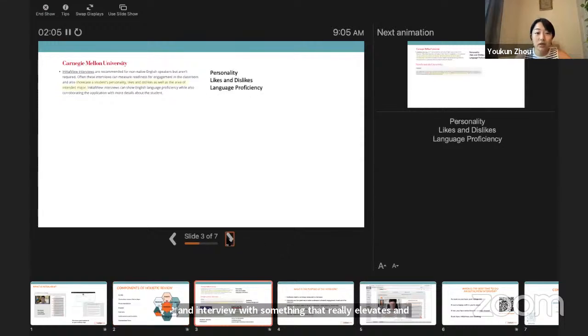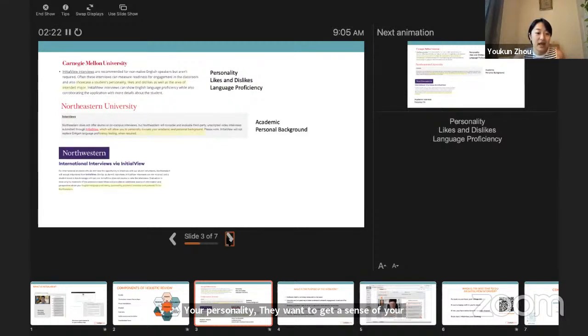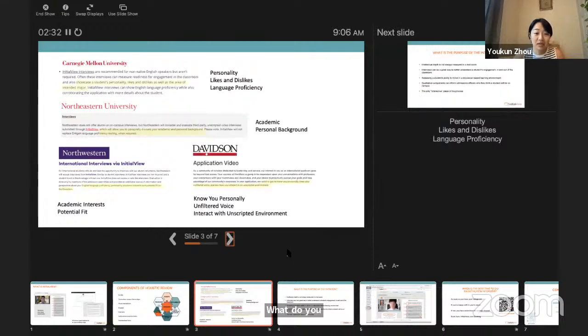If you take a quick look at what colleges say about interviews and what they get out of watching them, they want to get a sense of what you're like, your personality. They want to get a sense of your English proficiency. They also want to see how you potentially fit with the college. What do you hope to bring? What will you contribute to the campus community? And more specifically, they want to get to know you as a person.